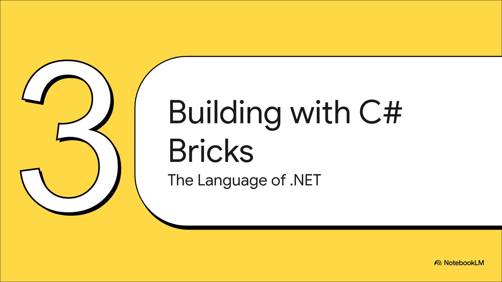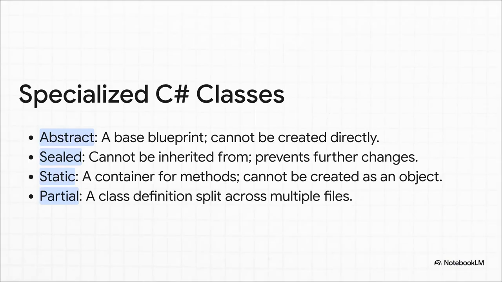Okay, so we've laid the foundation, we've seen the automated framework. Now let's look at the actual bricks that developers use to build stuff, the C# language itself. In C#, a class is like a blueprint for creating things. But C# gives developers specialized blueprints for different jobs. An abstract class is like an incomplete template that other classes have to finish. A sealed class is a final design, no more changes allowed. A static class isn't really a blueprint at all, it's more like a utility toolbox full of useful functions.